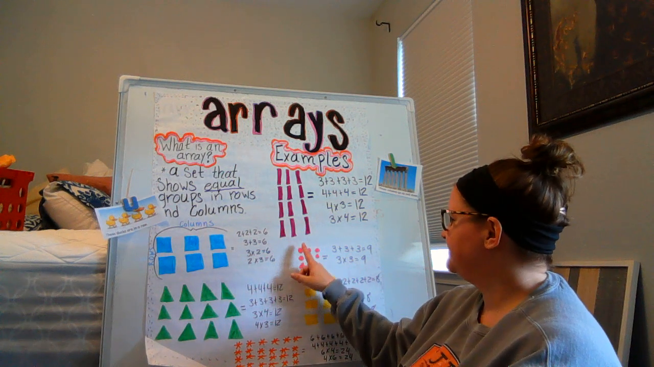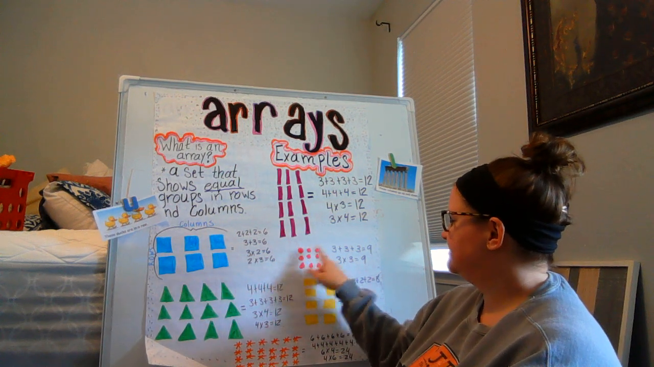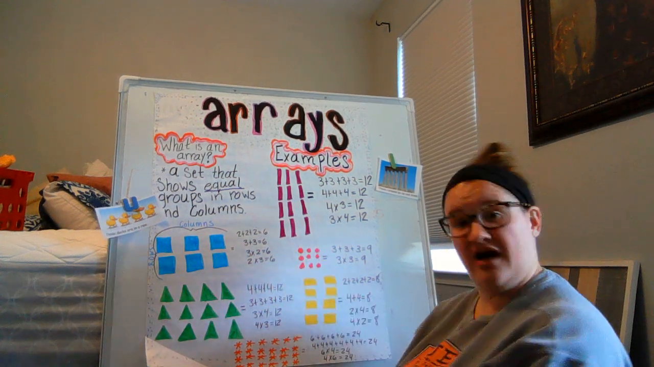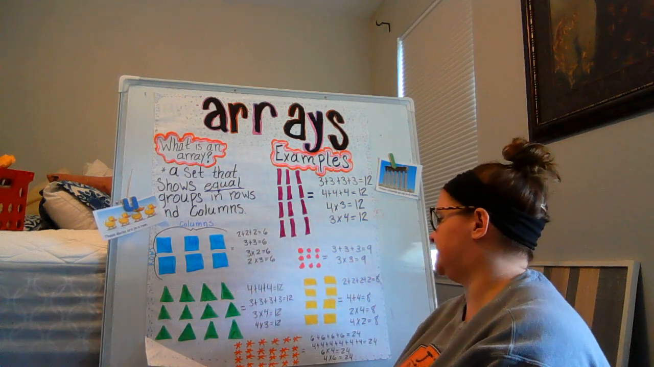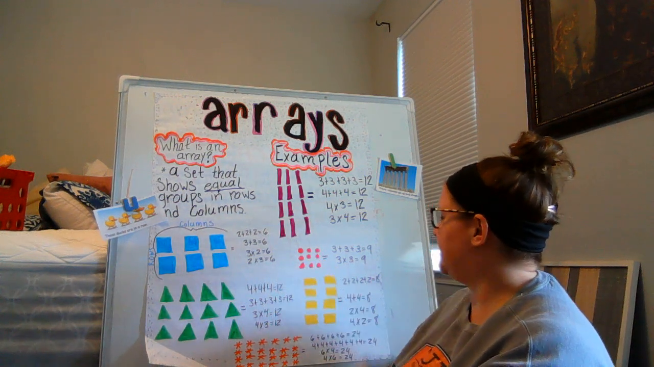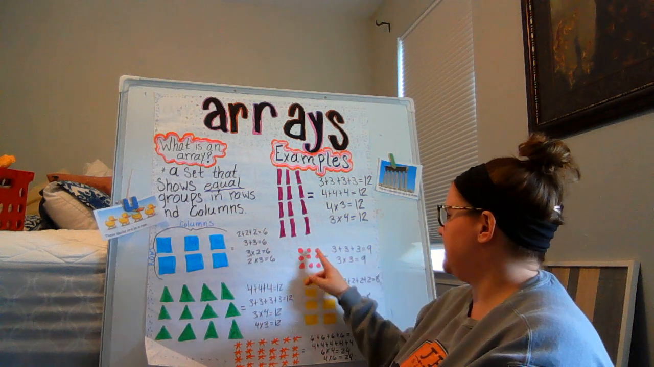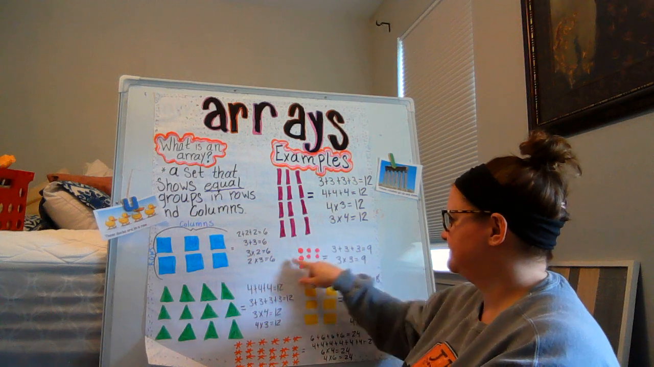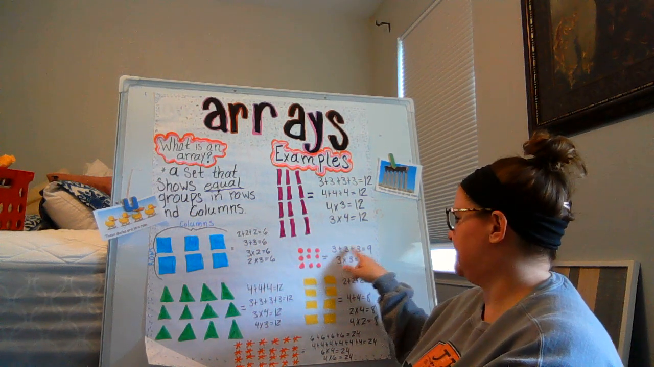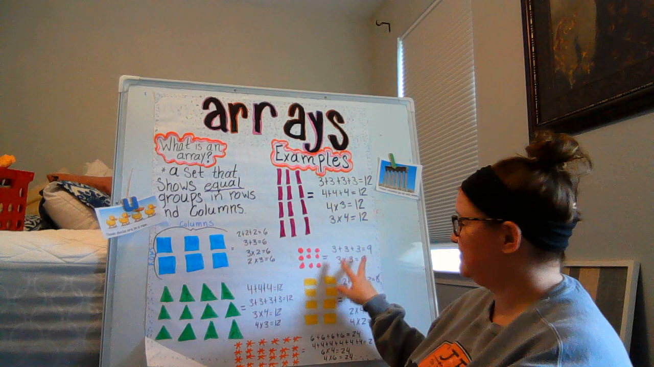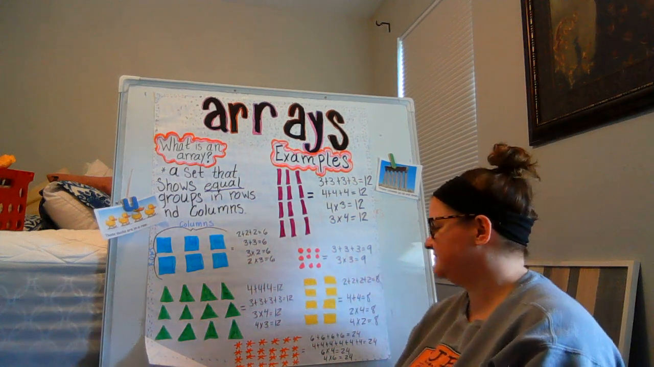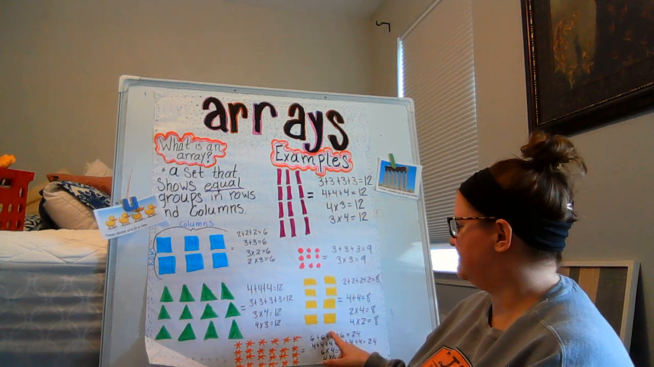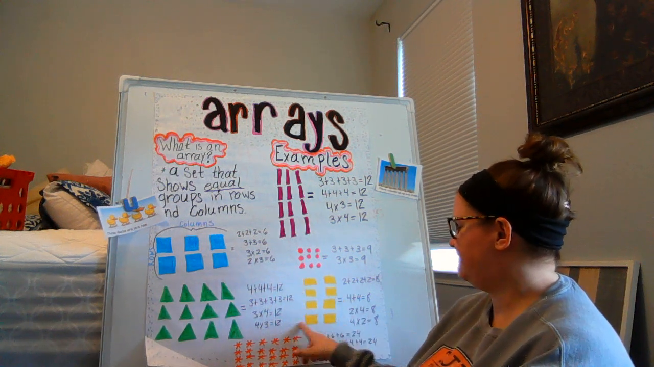Over here we have 1, 2, 3 rows and 1, 2, 3 columns. So this one's going to be super easy. And how many are in each? 1, 2, 3. So let's see. We add 1, 2, 3, 3 times. So 3 plus 3 is 6, plus 3 more is 9. So we would just multiply 3 times 3. That's 9. Good job. Okay, down here we have 2 columns and 1, 2, 3, 4 rows.